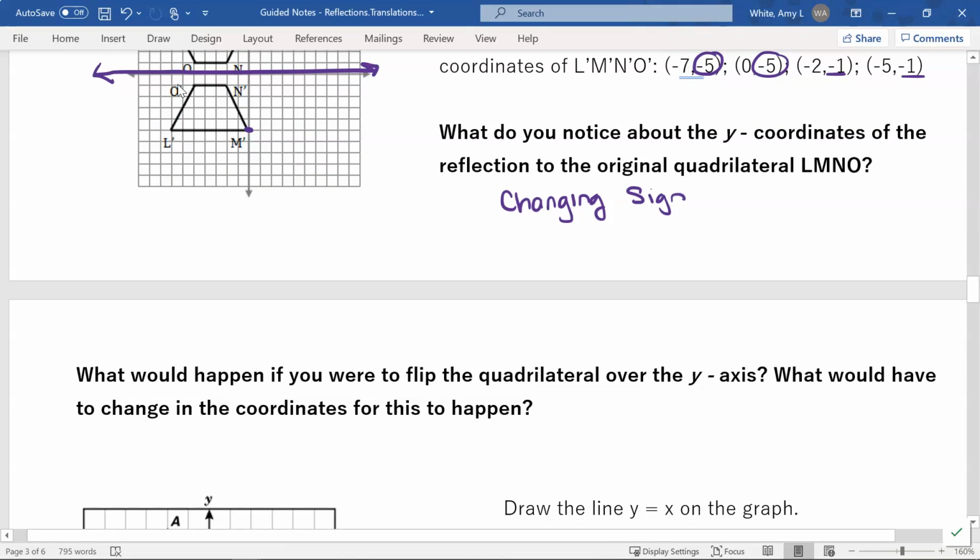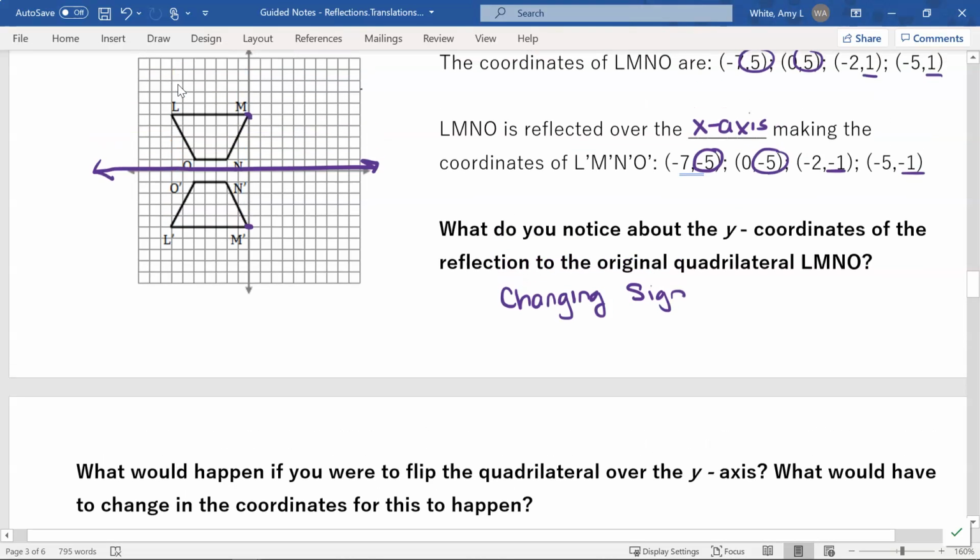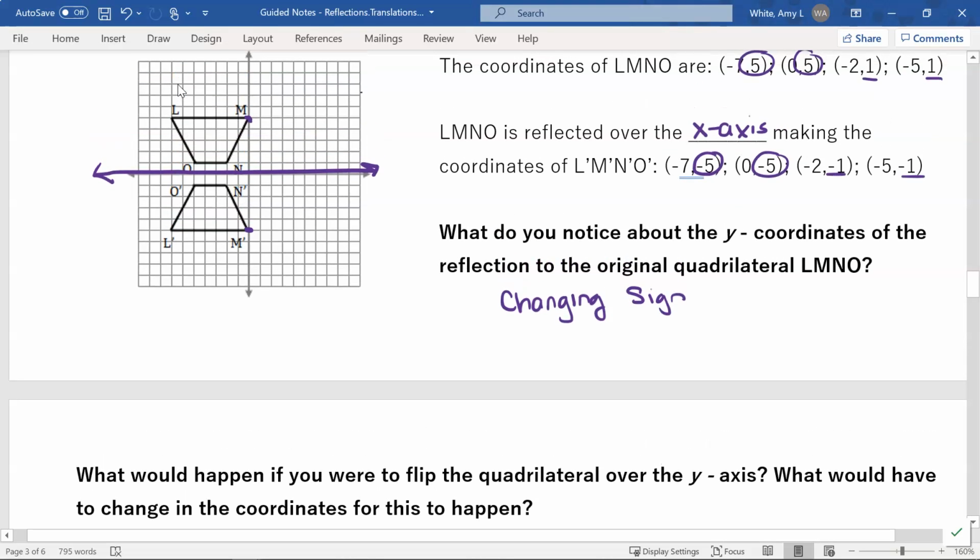Now, what do you think would happen if we were to flip the quadrilateral over the y-axis instead of the x-axis? We can even sketch that out. If I were to flip it over the y-axis, I would just count how many units I went to the y-axis. So in this case, it was 1, 2. Then I would go 2 more. Point M, you notice, wouldn't move because it is on that axis. Point L, I would go 1, 2, 3, 4, 5, 6, 7, so I could go 7 on the other side. And then O is going to be right here.